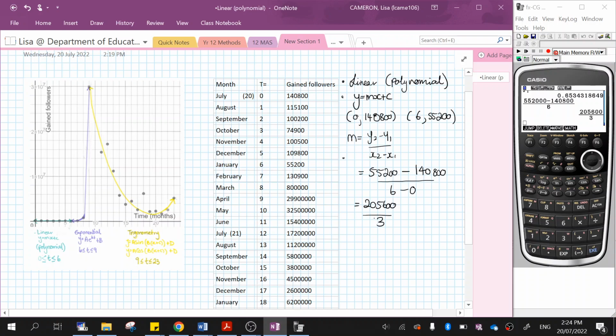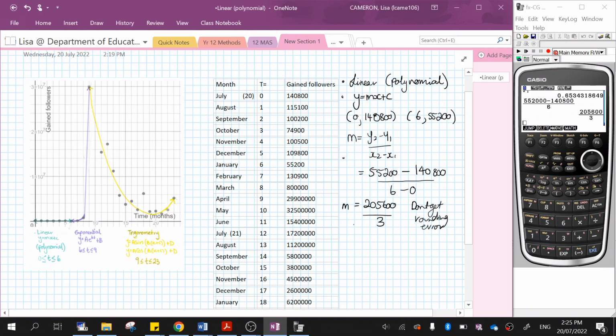Now, this is part of my justification. I'm keeping it in exact form so that I don't get rounding errors. Remember, as you're writing your assignment, you're thinking about the things you do and you just need to justify them. If you chose to round it, that's fine as well. You just need to state that you did that and why. So this is what we're going to be using as our gradient of the linear section.